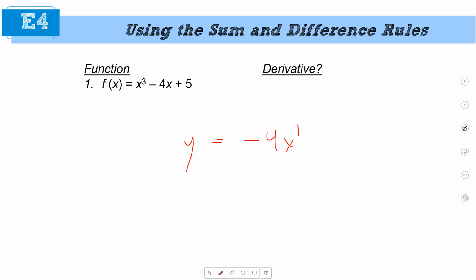Where'd the 5 go? The derivative of a constant is 0, so we get that. Well done.